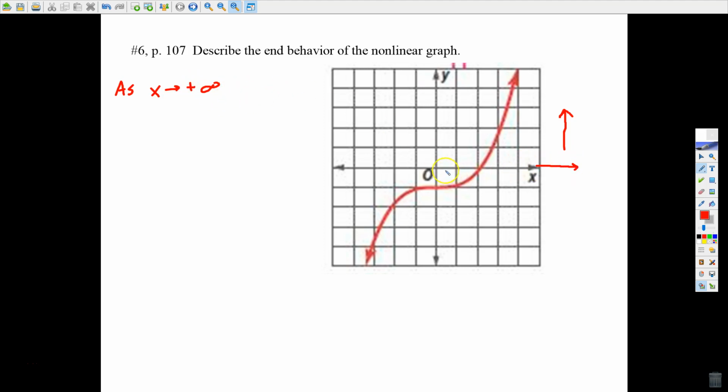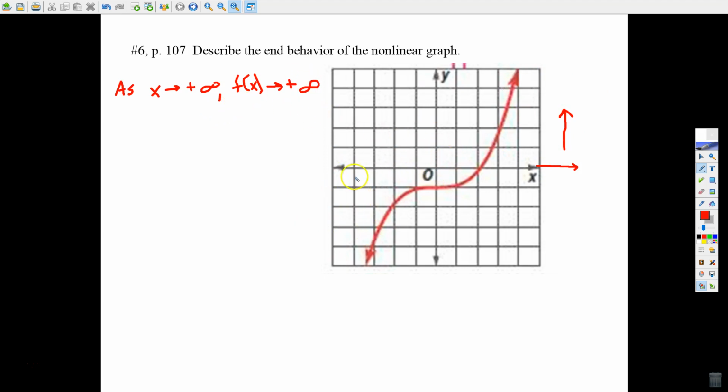That's what I've done here. I'm showing as x gets bigger and bigger, then the function, noted as f of x, does the same thing. It also approaches positive infinity. What we always want to do, that's end behavior, means what happens on the right end and on the left end of this graph.